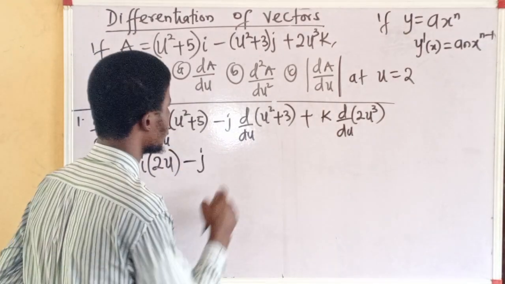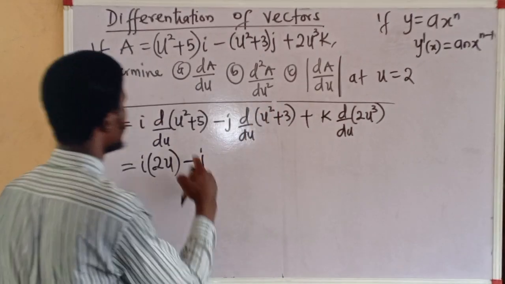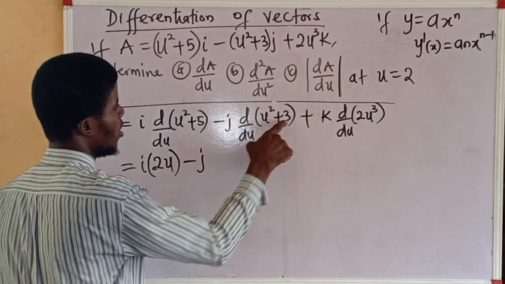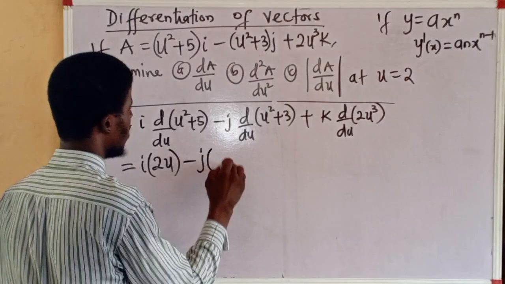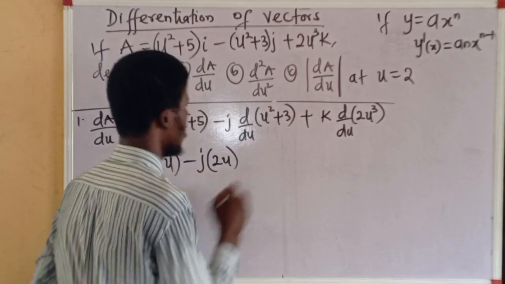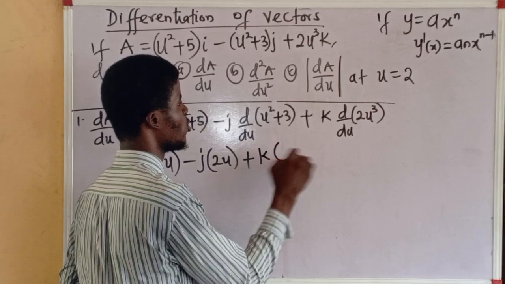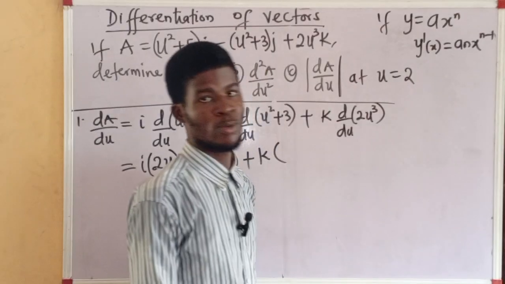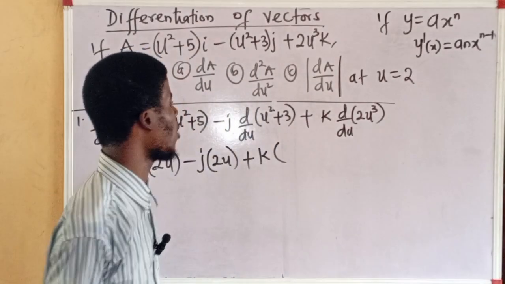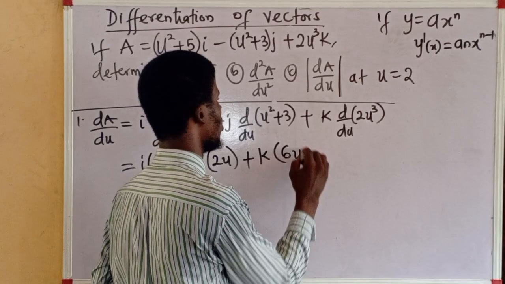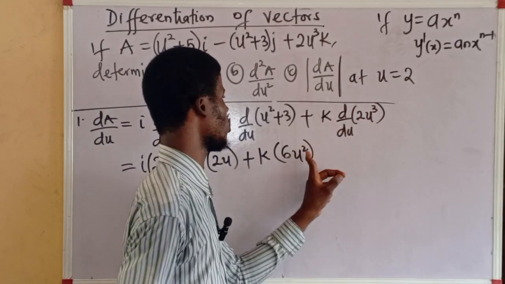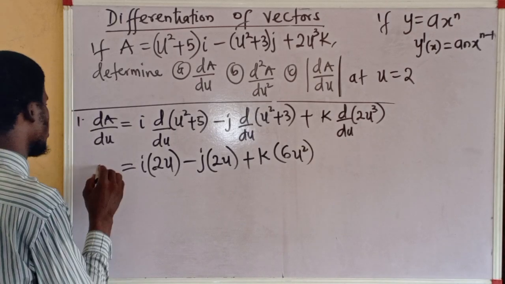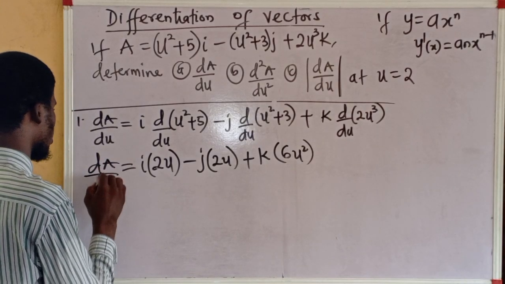Minus j times the derivative of u squared, we still obtain 2u. Differentiate 3 with respect to u, that will be 0. So we have 2u. Plus k times the derivative of 2u cubed with respect to u, we obtain 6u squared, because 3 times 2 is 6, 3 minus 1 is 2. So this is dA/du.